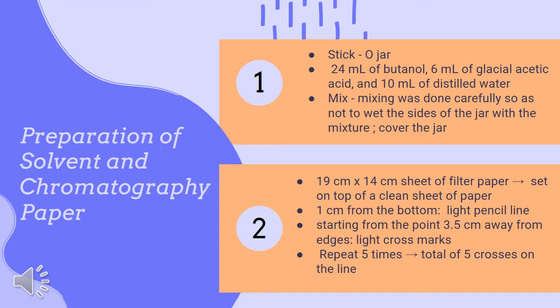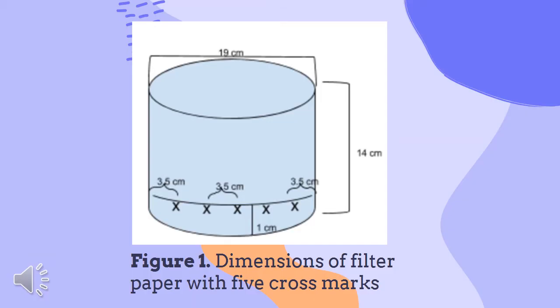Next, for the chromatography paper, a 19 by 14 cm sheet of filter paper was marked 1 cm from the bottom with a light pencil line. Cross marks were put starting from 3.5 cm away from the edges. This was done 5 times. The paper, in the end, had a total of 5 crosses on the line. Shown in this slide is a figure of how the paper looked like after the marks were placed. The dimensions of the filter paper are also indicated.